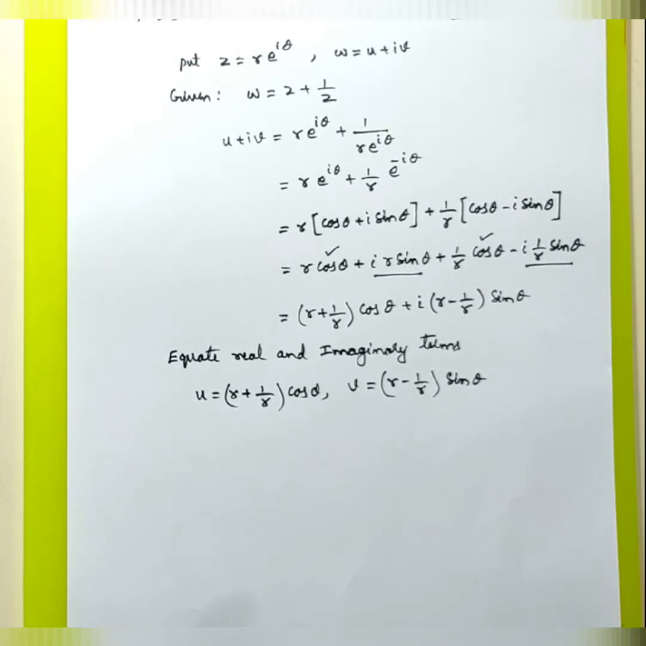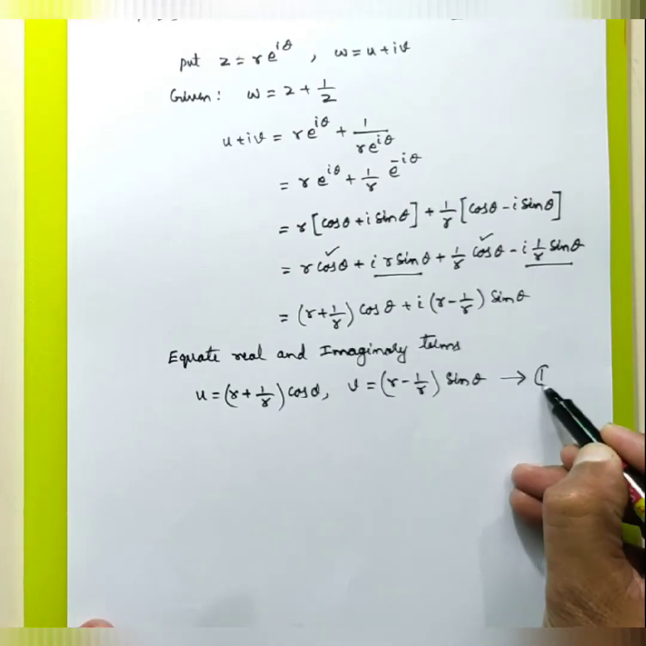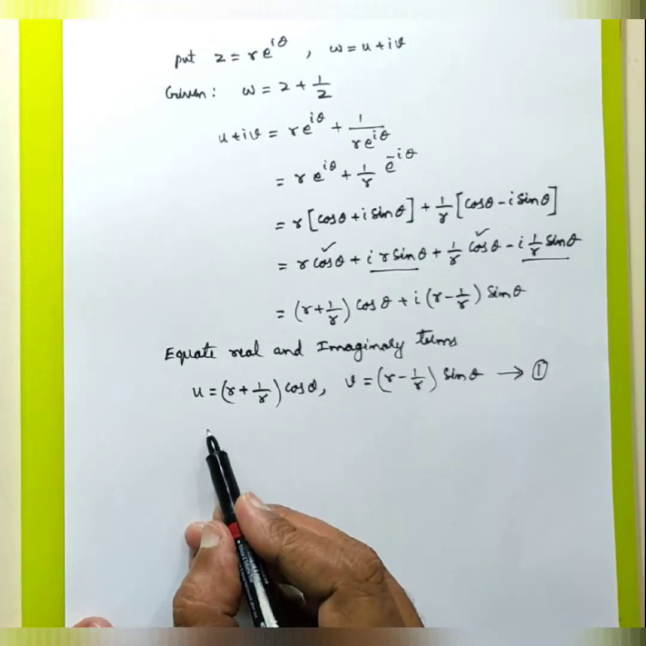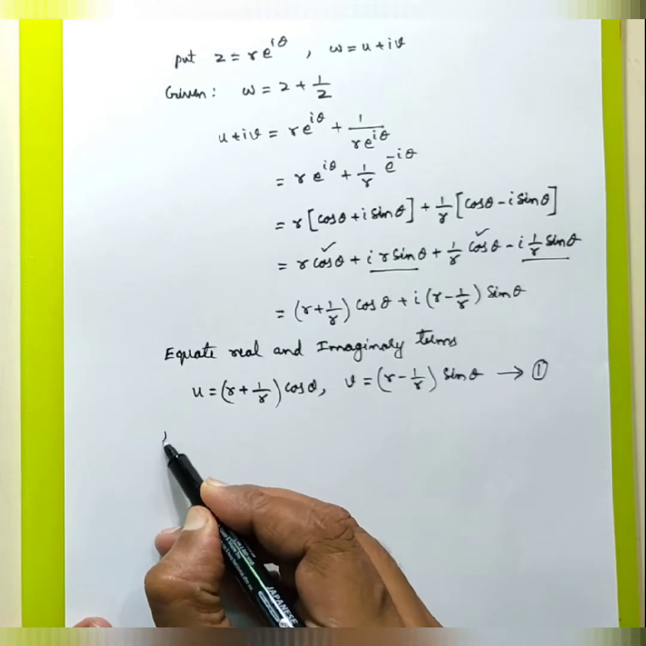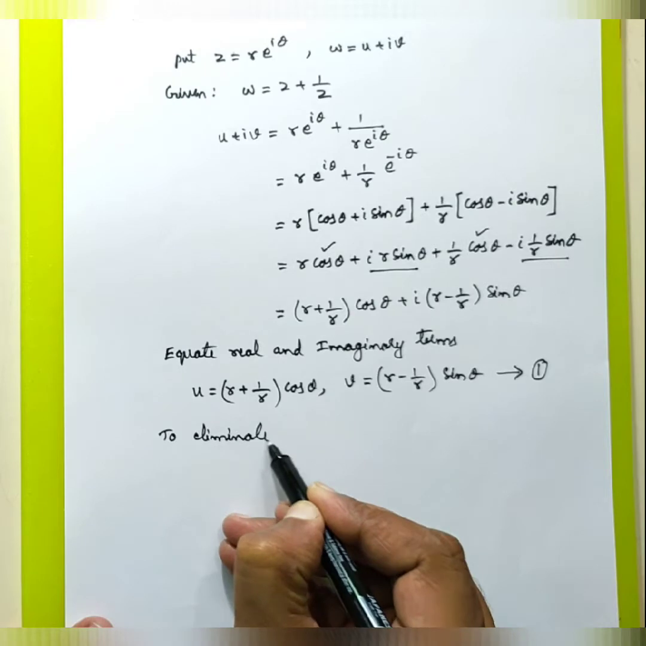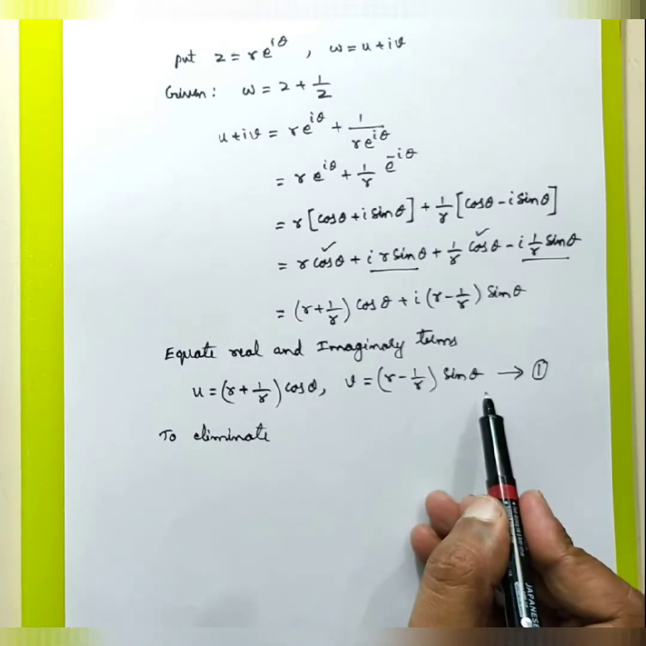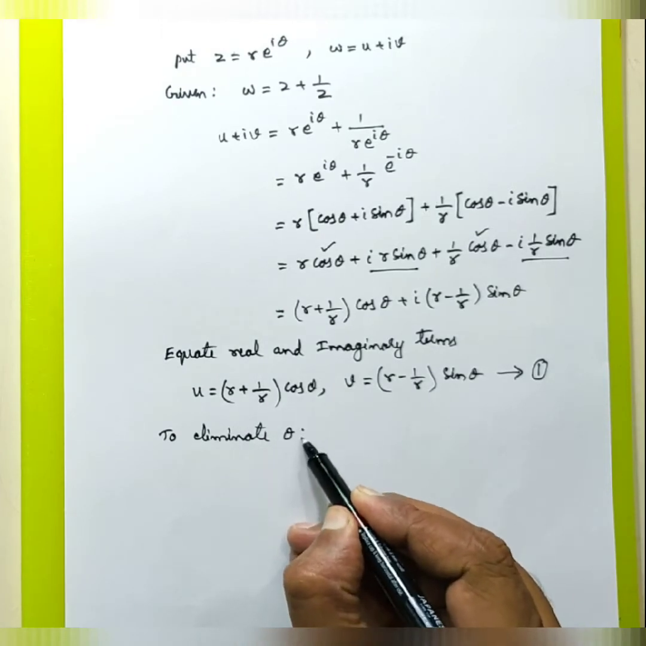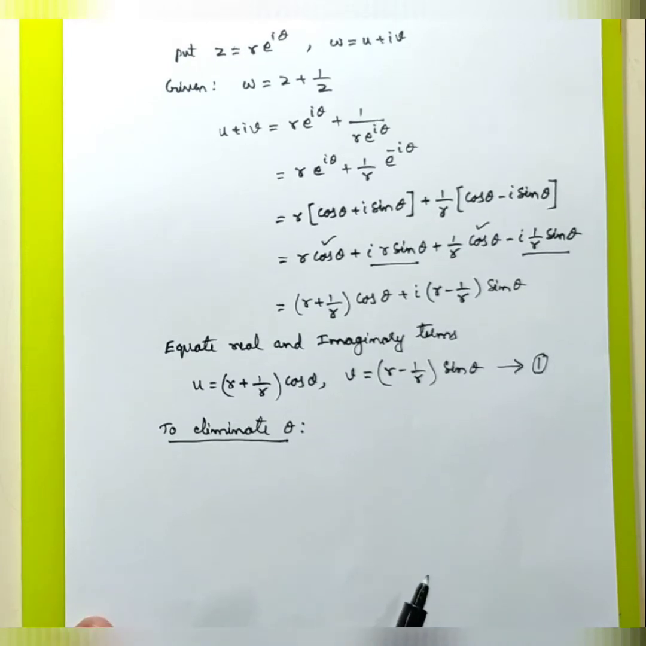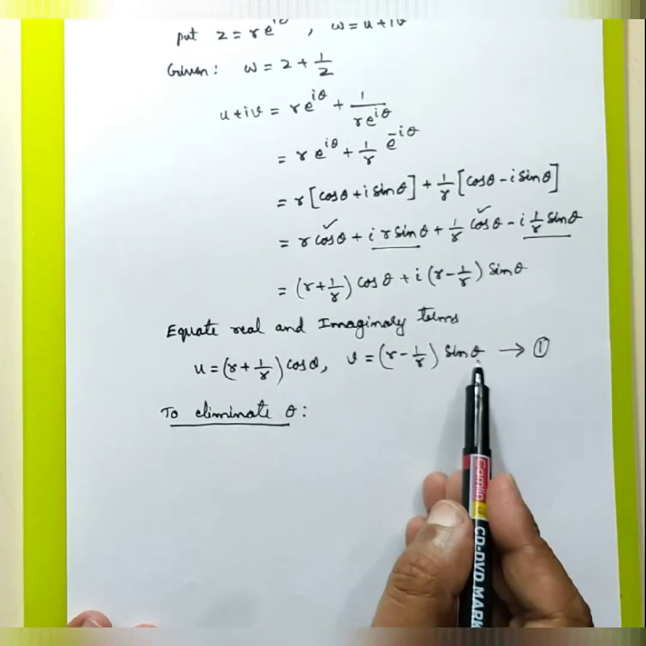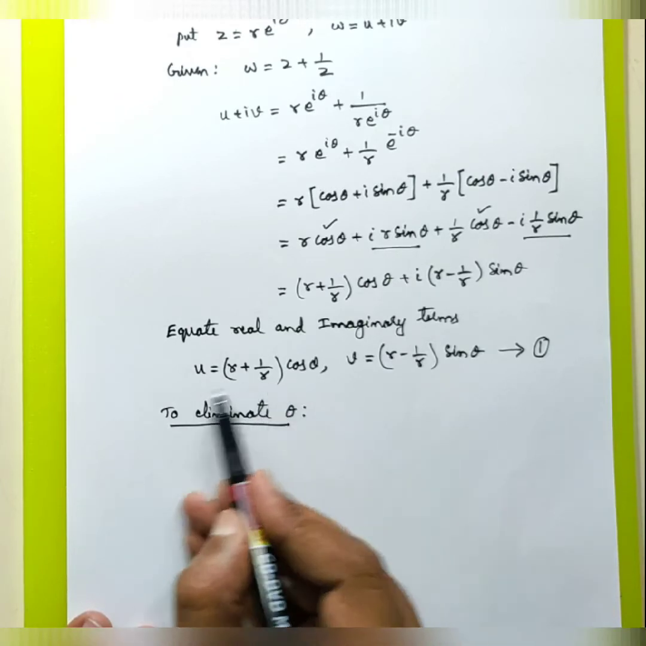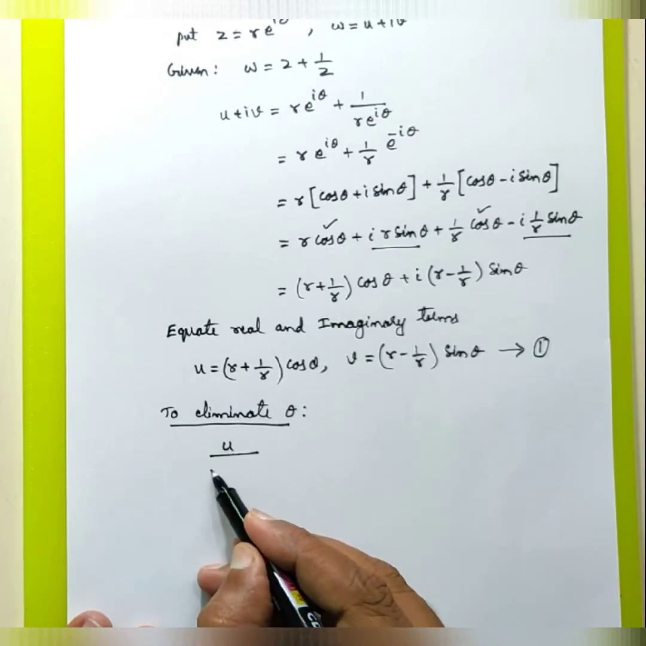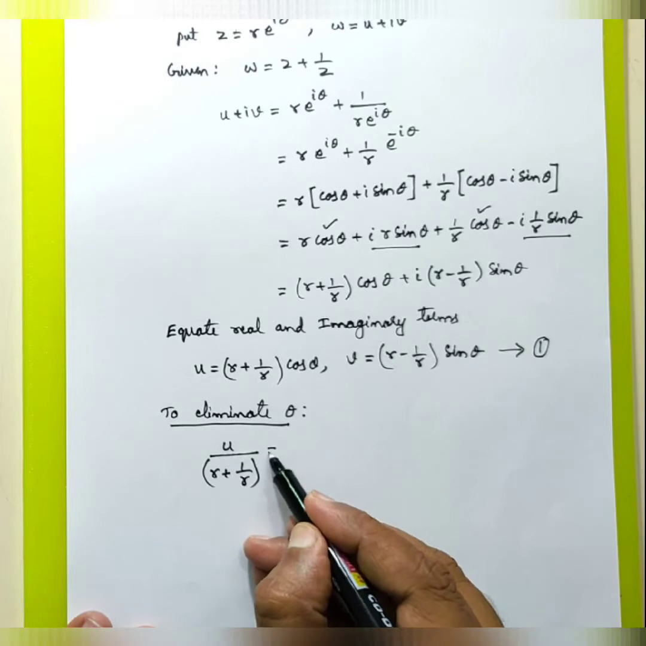Now from these two, u and v, I need to eliminate r as well as theta. Let us take this as equation number 1. First decide which value to eliminate first, either theta or r. Suppose I eliminate theta first. To eliminate theta, I have to separate cos theta and sin theta. So from here, cross multiplying r plus 1 by r, we get u divided by r plus 1 by r is equal to, what is left out here?